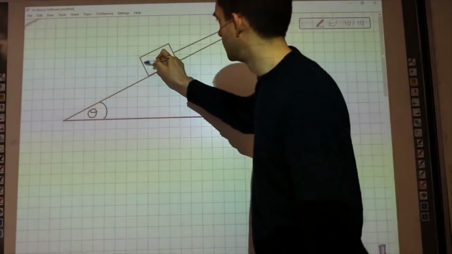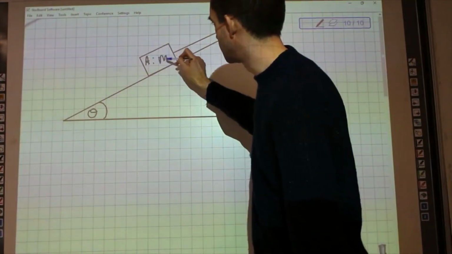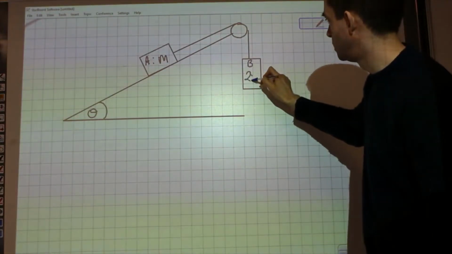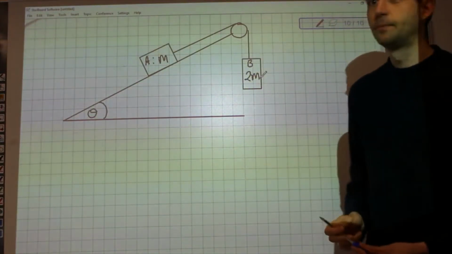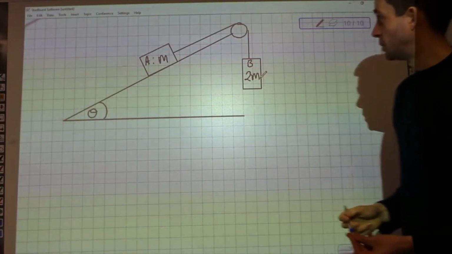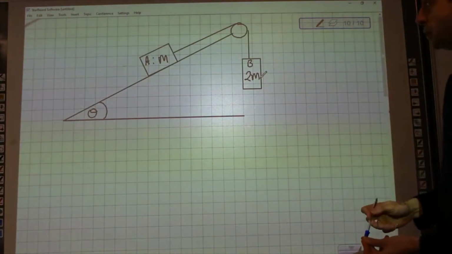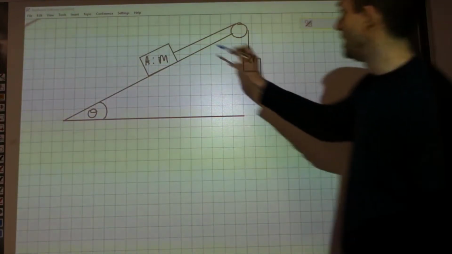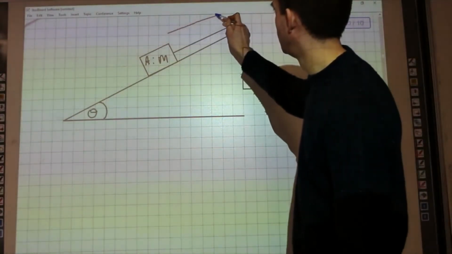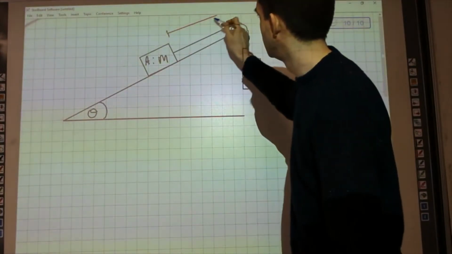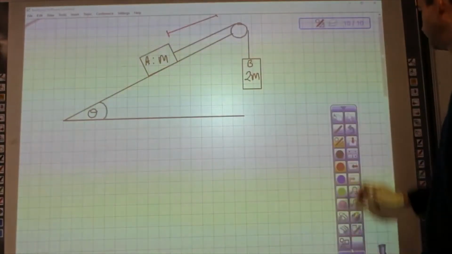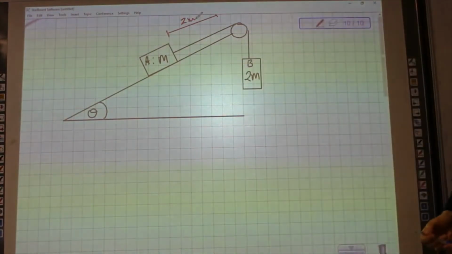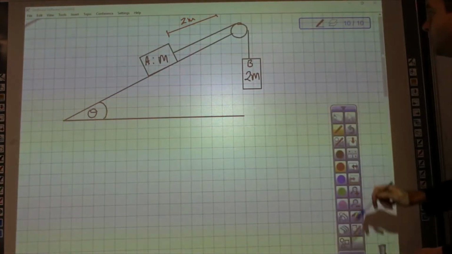Now we were told that particle A had a mass of m kilograms, particle B had a mass of 2m kilograms, and we were also told that initially particle A is 2 metres from the pulley itself. So I'm just going to draw on there a line that is 2 metres away from the pulley.